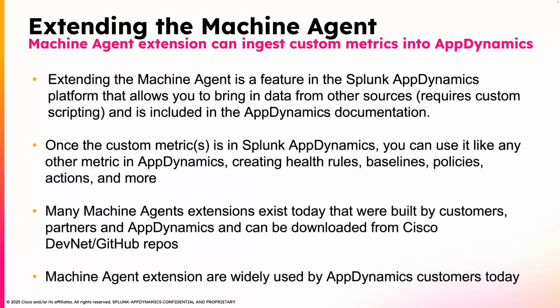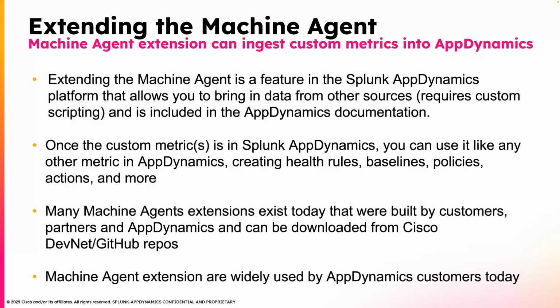Extending the machine agent is a feature in the Splunk AppDynamics platform that allows you to bring data in from other sources. It does require custom scripting and some setup and configuration, and it's all included in the AppDynamics documentation on how to do this. Once the custom metric is set up and received in Splunk AppDynamics, you can treat it like any other metric in AppDynamics, creating health rules, baselines, policies, actions, alerts, and many more.